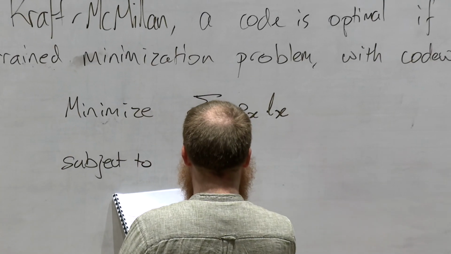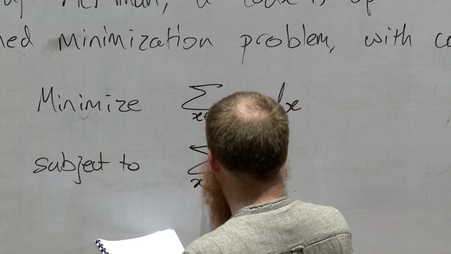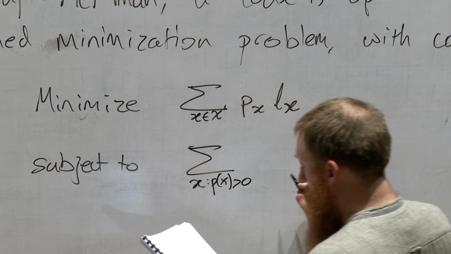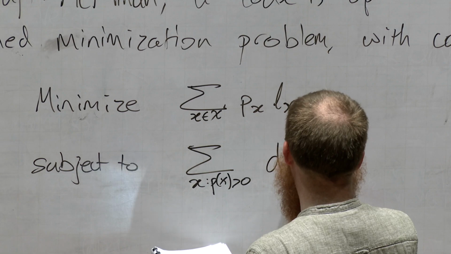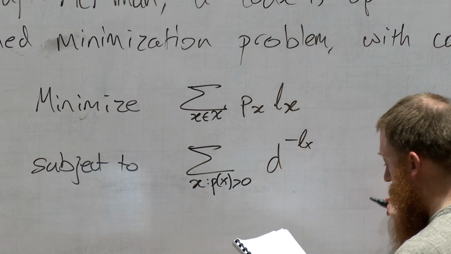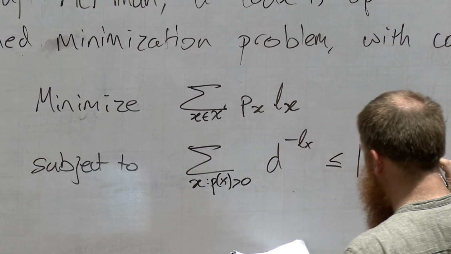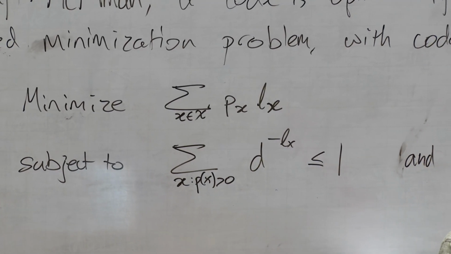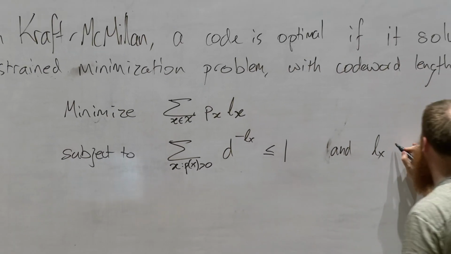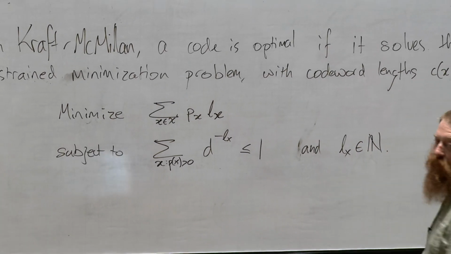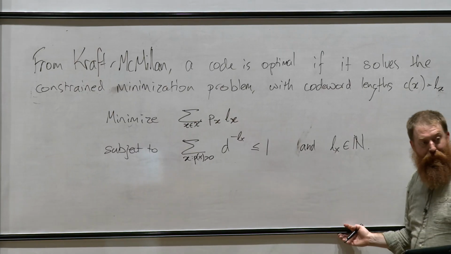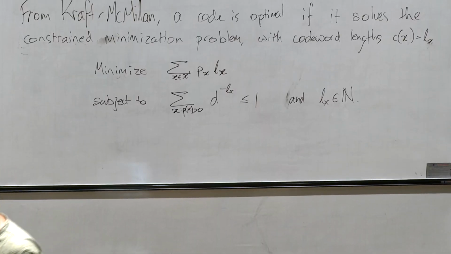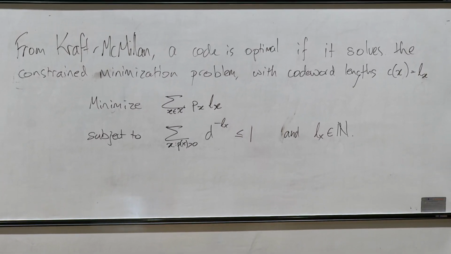So I need the Kraft-McMillan inequality to hold. So it's the sum over x's such that p of x is greater than 0, D to the minus L of x is less than or equal to 1. And, well, what do I know about the code word lengths? They're natural numbers. Okay, so we look at this and we can think about that problem. That is an integer programming problem.